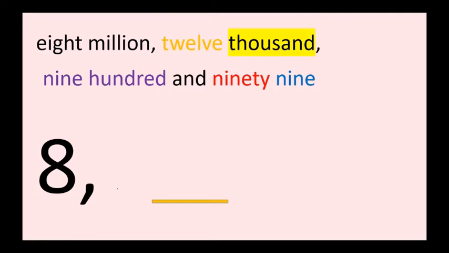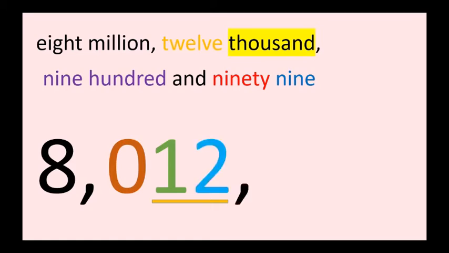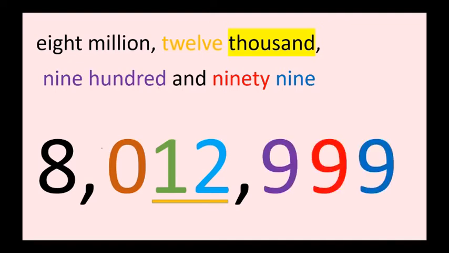What's the first number we'll write for 12,000? Is it a 1? No. It's a 0. We need to show that there's no hundreds of thousands. And then we write our 1 and our 2. So 12 gets put in here, but because we're writing a big long number, we need to put a 0 in to show there's no hundred thousands, right? Then 999. Easy peasy. 8 million. Put a 0 in because there's no hundred thousands.